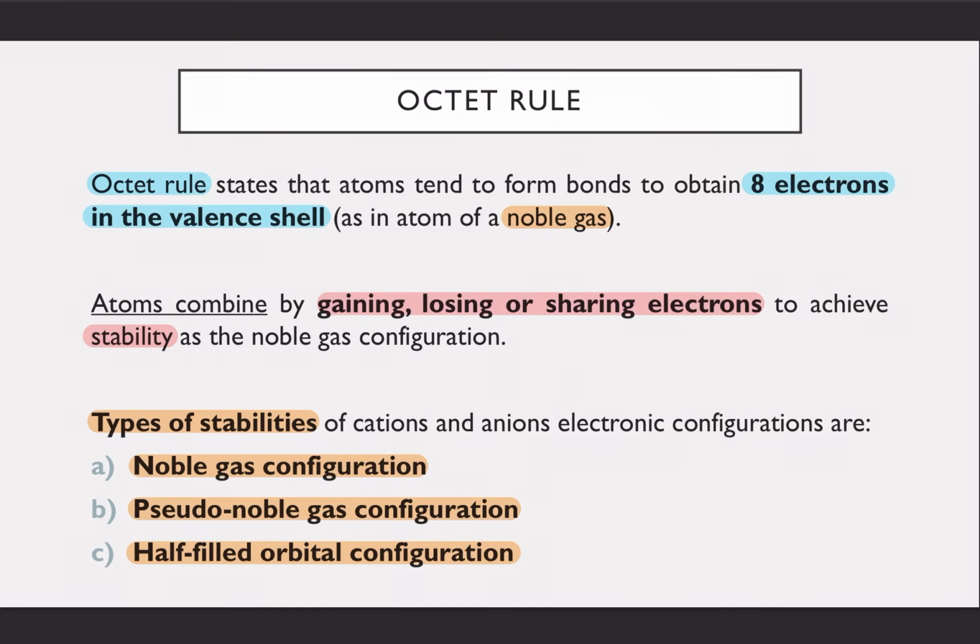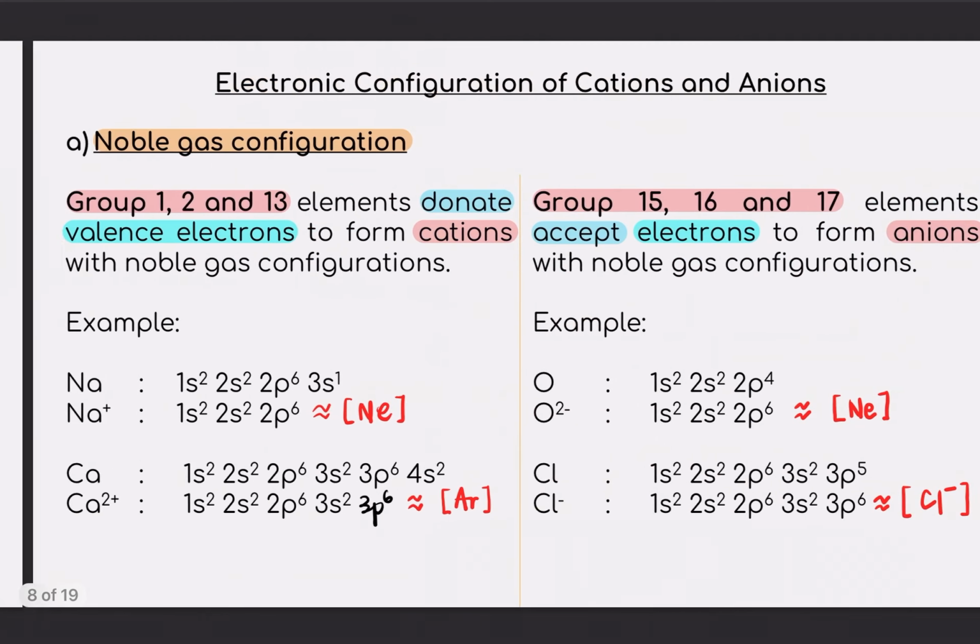So there are 3 types of stabilities that we have for your cations and anions. It is the noble gas configuration. Noble gas maksudnya group 18. Pseudo noble gas configuration, dia seakan-akan noble gas. Half-filled orbital configuration, maksudnya macam 3d5. 3d5 maksudnya half-filled lah stability tu.